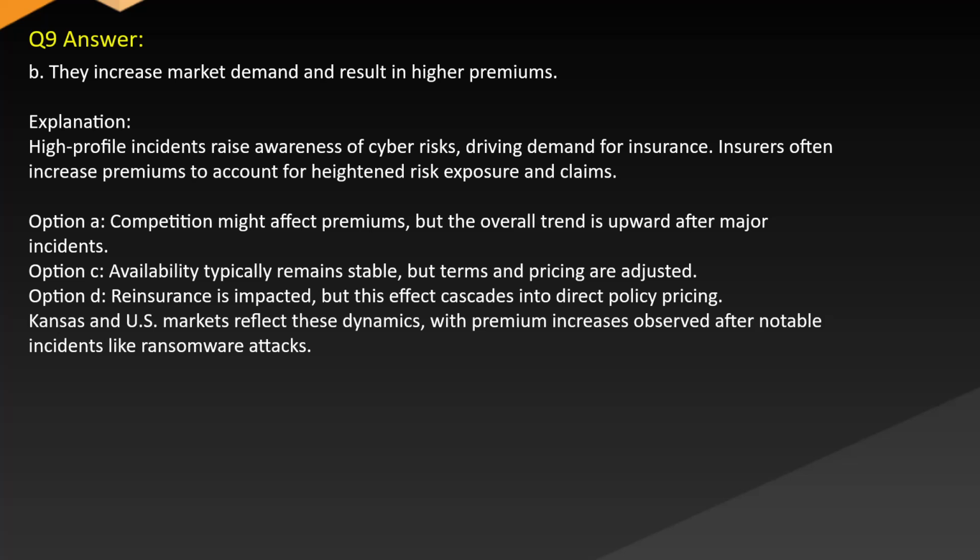Answer: B. They increase market demand and result in higher premiums. Explanation: high-profile incidents raise awareness of cyber risks, driving demand for insurance. Insurers often increase premiums to account for heightened risk exposure and claims. Option A. Competition might affect premiums, but the overall trend is upward after major incidents. Option C. Availability typically remains stable, but terms and pricing are adjusted. Option D. Reinsurance is impacted, but this effect cascades into direct policy pricing. Kansas and U.S. markets reflect these dynamics, with premium increases observed after notable incidents like ransomware attacks.